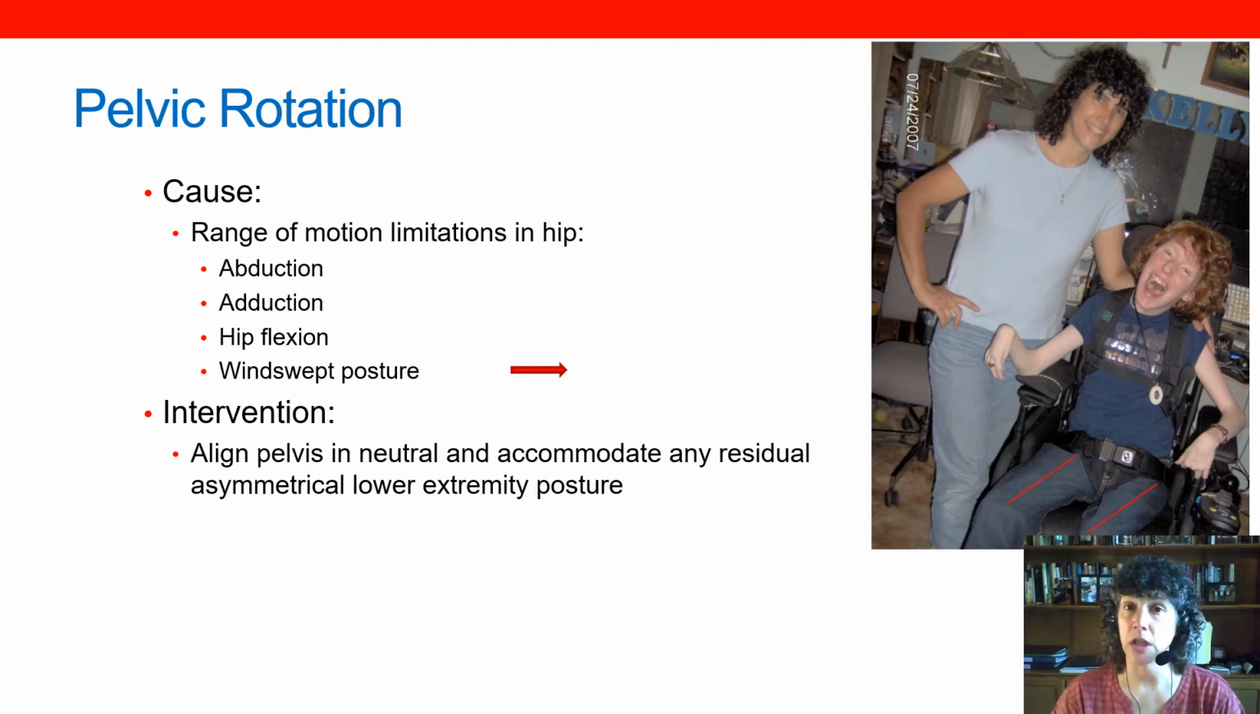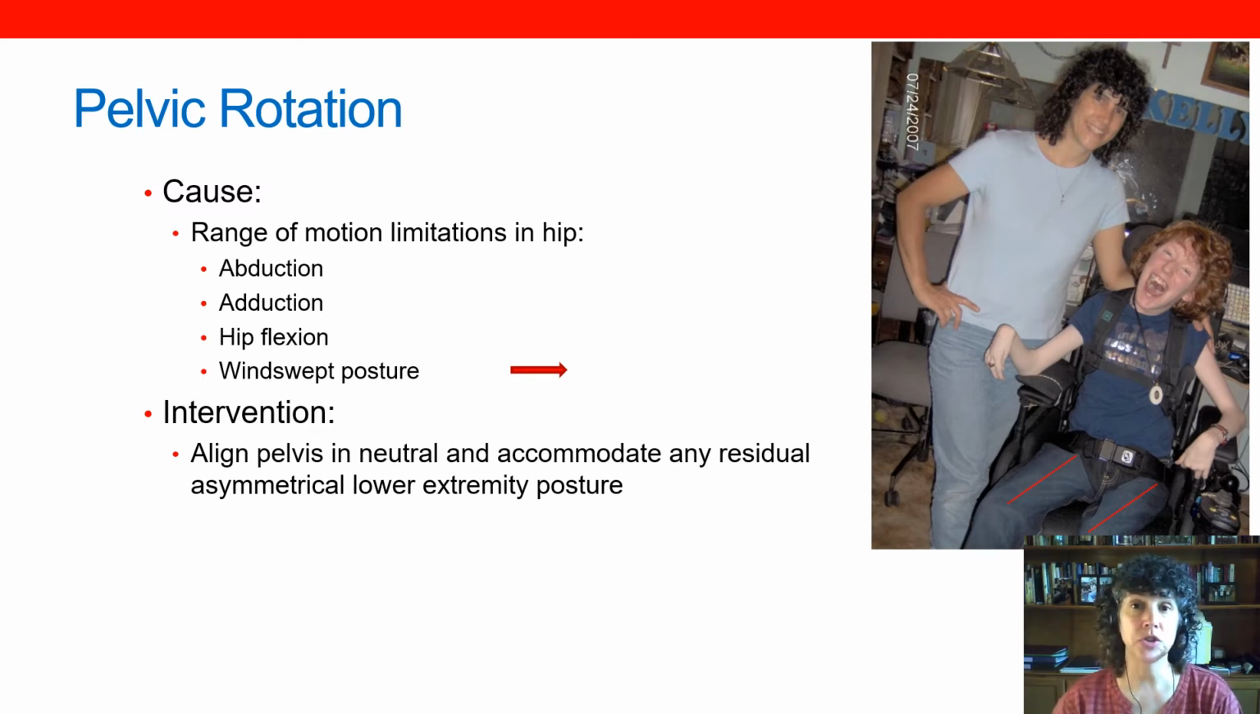Either there's a lack of range in the adductors, the abductors, hip flexion, or the client is assuming a windswept posture. And our friend here is showing us that windswept posture where one leg tends to be adducted and often internally rotated. The other leg is abducted and externally rotated. So what do we do? Well, we want to keep the pelvis in neutral rotation.